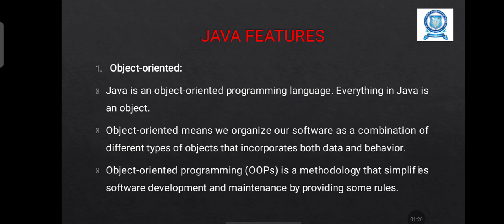First of all, Java is an object-oriented programming language. Here everything in Java is an object. That is, a Java program is constructed around a set of objects and classes. We will organize our software as a combination of different types of objects that incorporate both data and behavior. Object-oriented programming is a methodology that simplifies software development and maintenance by providing certain rules.